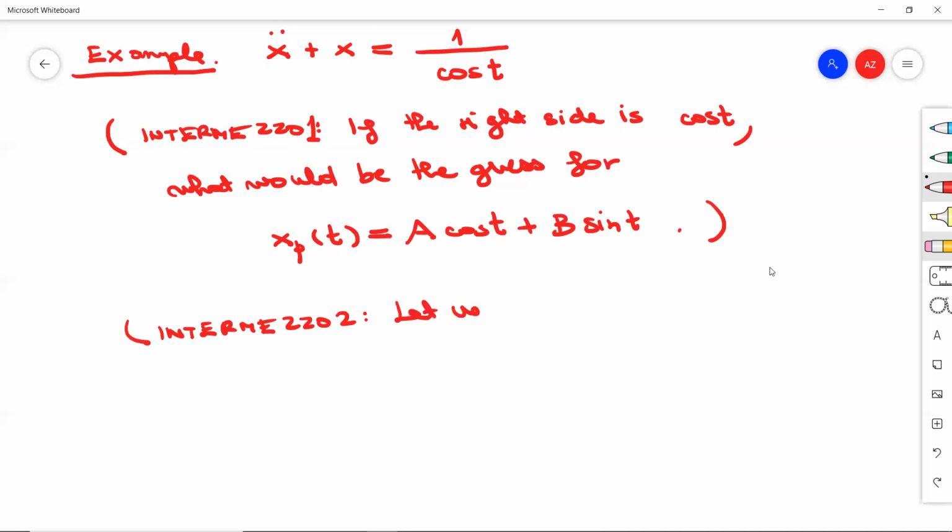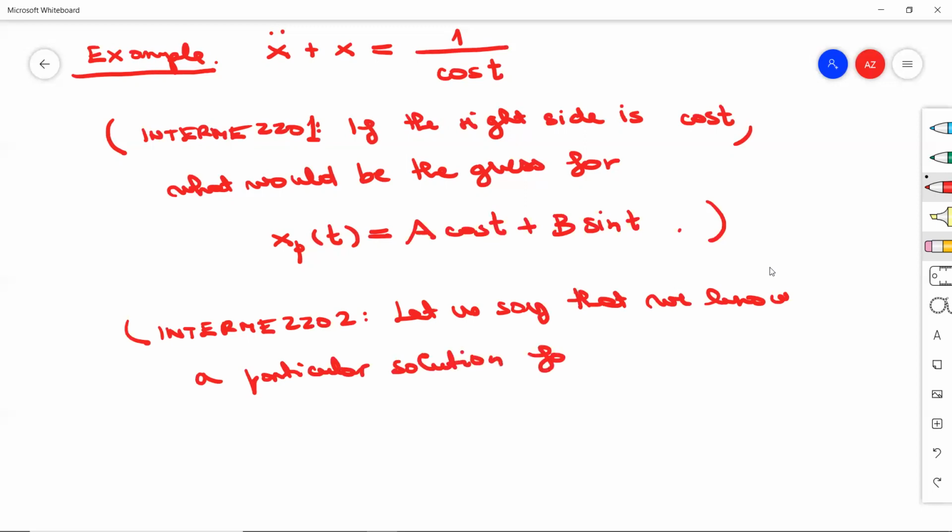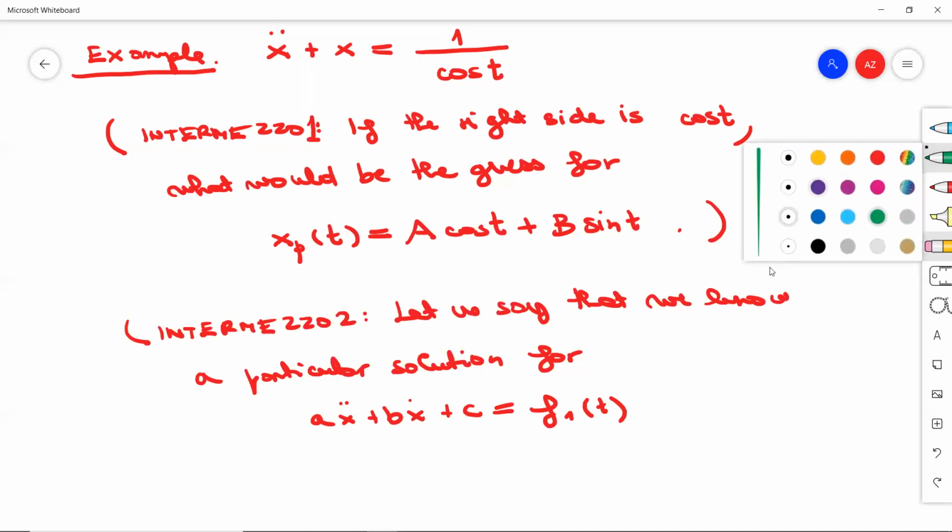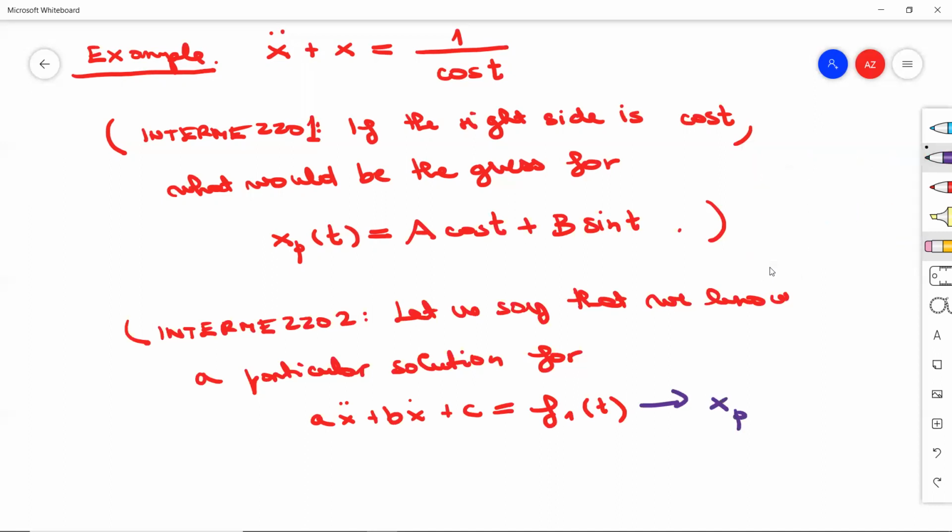Let us say that we know a particular solution for some second order differential equation, a x double prime plus b x prime plus c x is equal to some function f1 of t. And we will denote the particular solution by, let's say, xp1 of t.